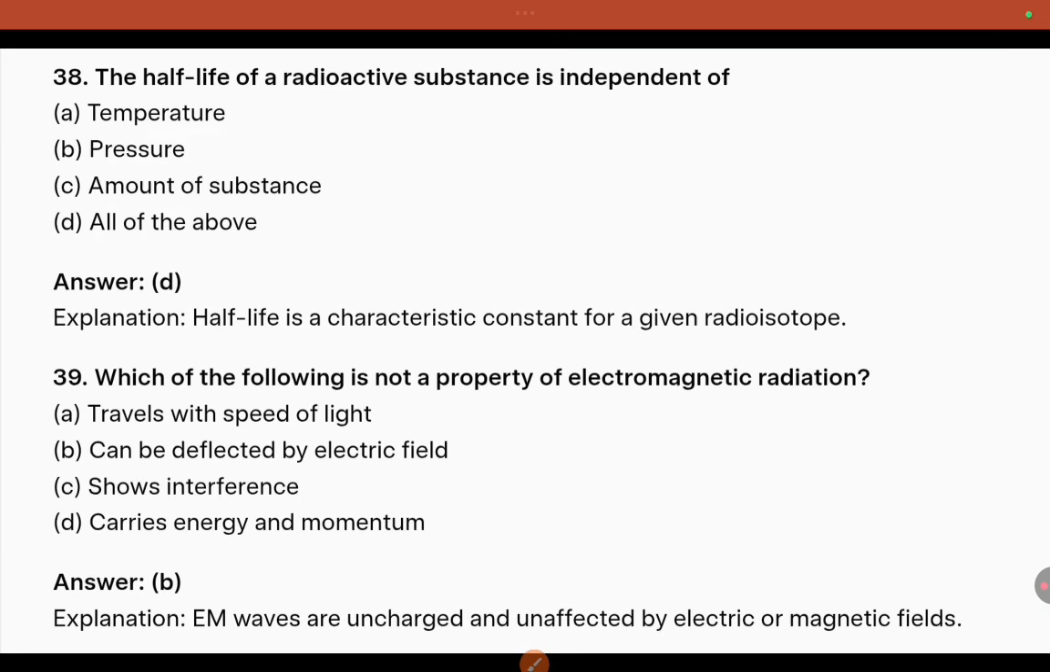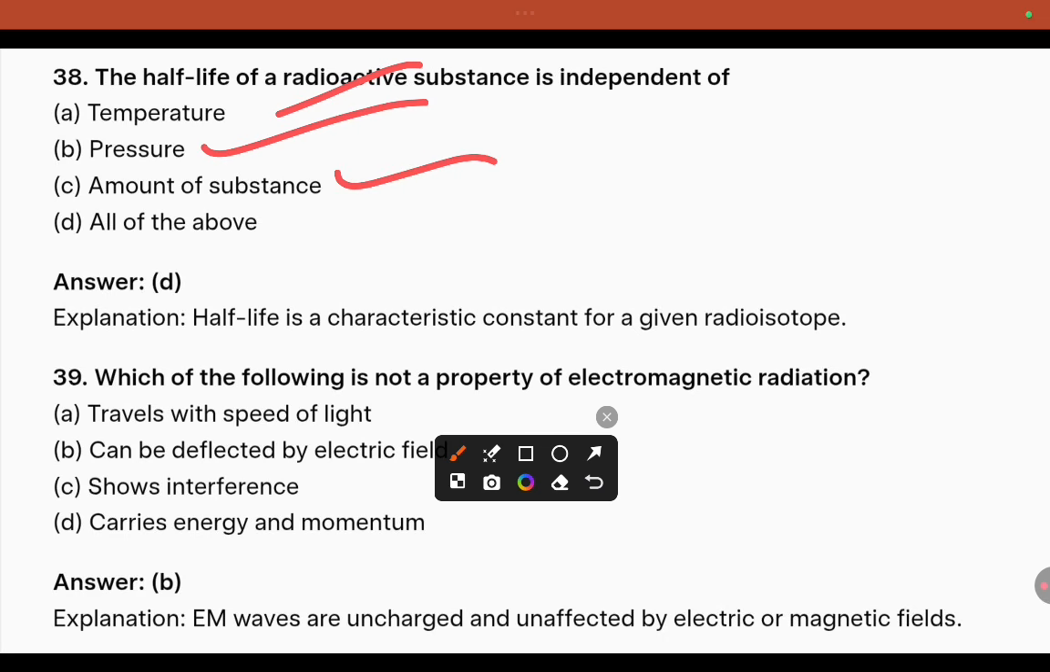The half-life of a radioactive substance is independent of what? It is independent of temperature, pressure, and amount of substance. Nothing else affects it; it depends only on the decay constant, lambda. So temperature, pressure, and amount of substance are not valid. Half-life is a characteristic constant of the isotope.